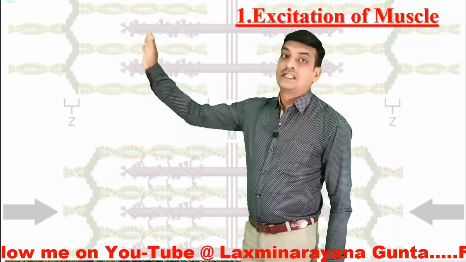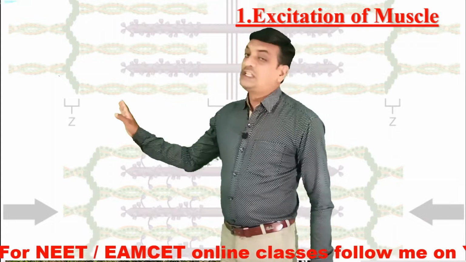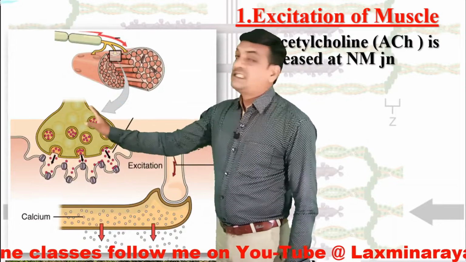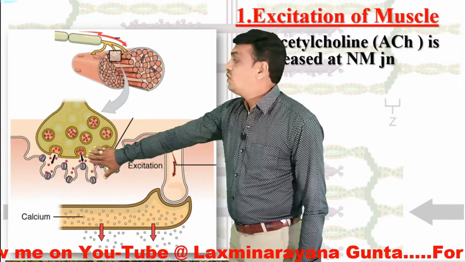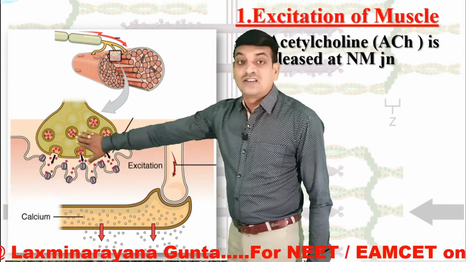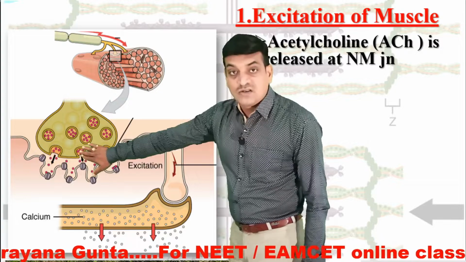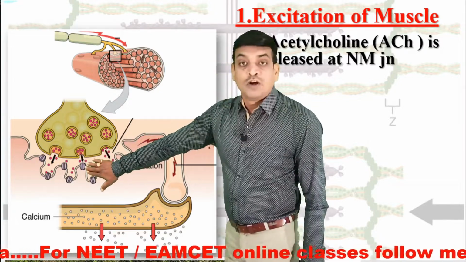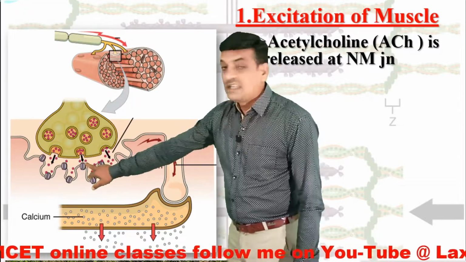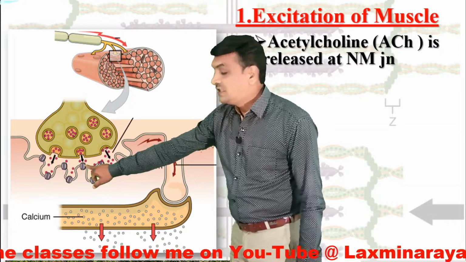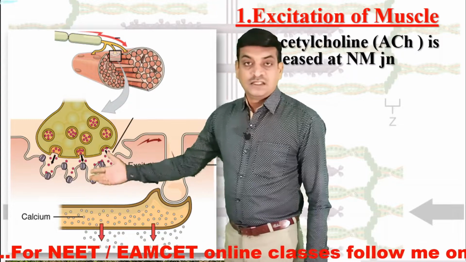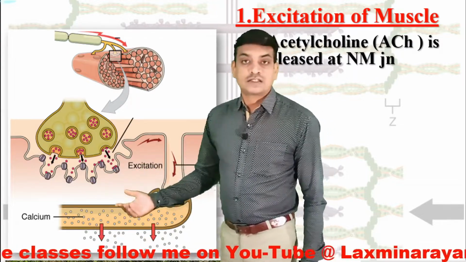The first one is the excitation of muscle. During this excitation of muscle, acetylcholine or ACH is released at the neuromuscular junction. This one is called the neuromuscular junction. At this neuromuscular junction, acetylcholine is released, and this acetylcholine is received by the motor end unit, which is present on the sarcolemma. There are a number of receptors you can observe here. These receptors receive the neurotransmitters, and in turn they proceed to the next step in the contraction of muscle.